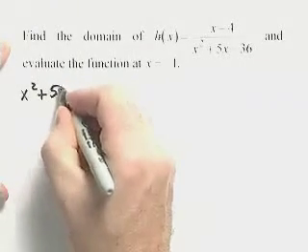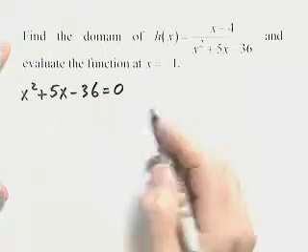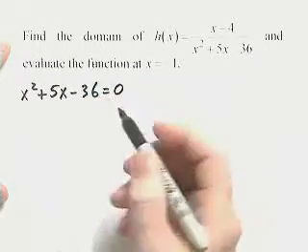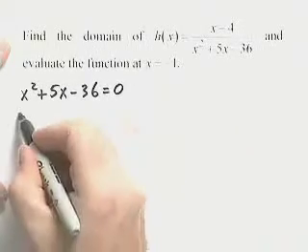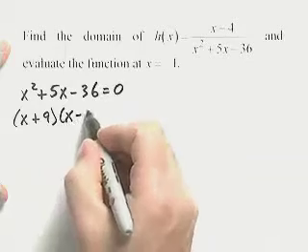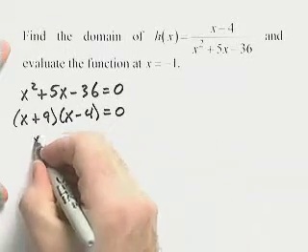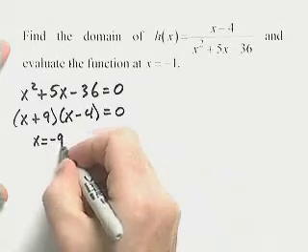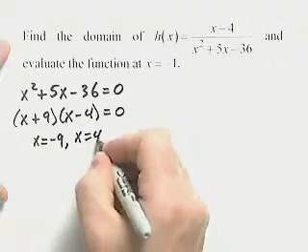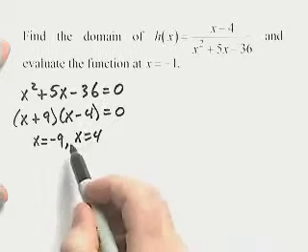So we'll start by setting the denominator equal to 0 and solving this equation. We have a quadratic equation that we can try to solve by factoring, and this does factor as (x plus 9) times (x minus 4). So this will give me x equals negative 9 or x equals 4 if I set each of these factors equal to 0. So we've got these two restricted values.